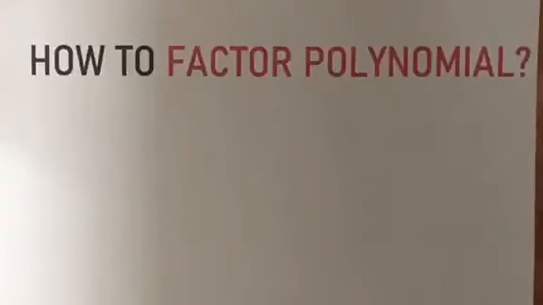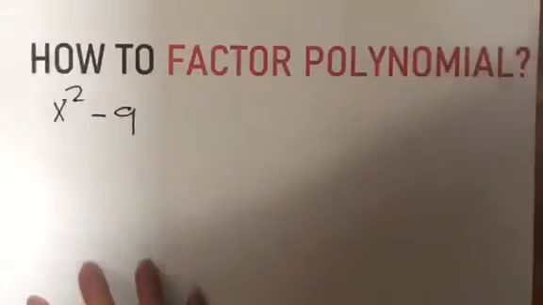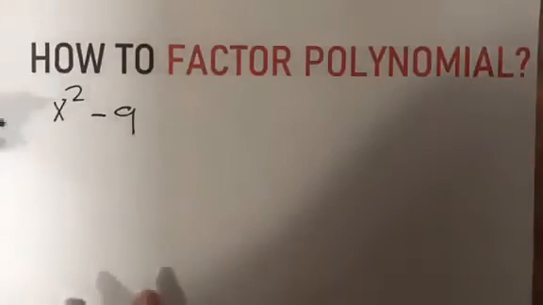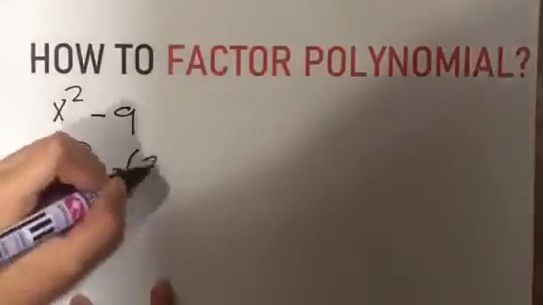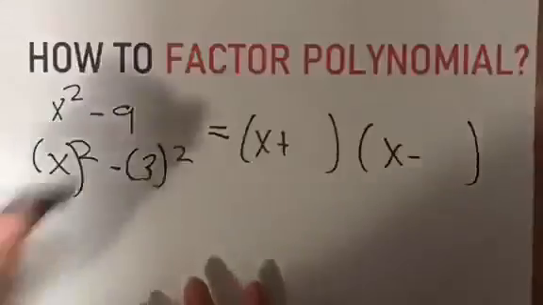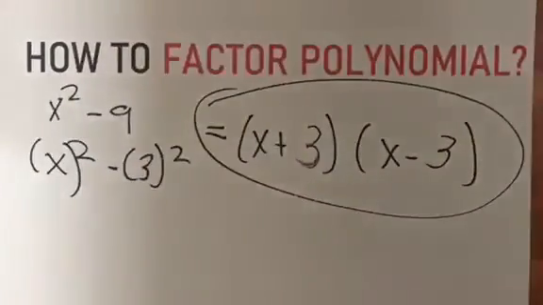The next example is the difference in two squares. Let's have x squared minus 9. This is a difference because it is subtracting two quantities that are each squares. This is literally x squared minus 3 squared. So the factors are just going to be x plus 3 and x minus 3. This is going to be the final answer.